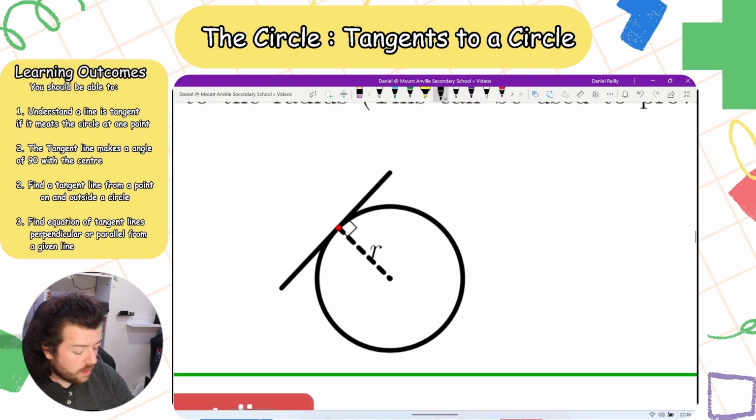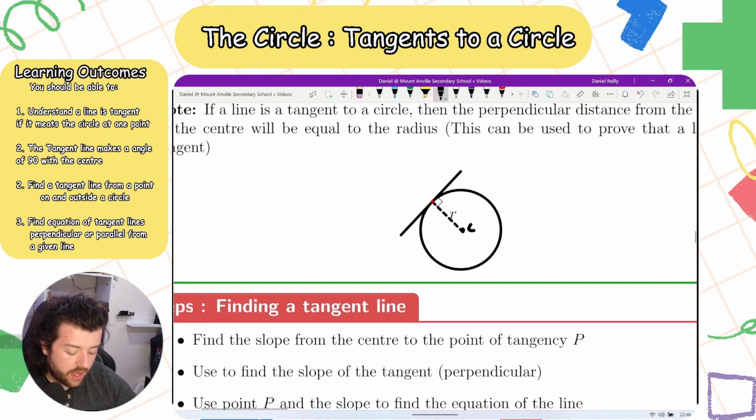So what about a tangent line here? It makes an angle of 90 degrees with the center. It only touches the circle at one point, and the perpendicular distance from the center to the tangent line is always going to be equal to my radius.